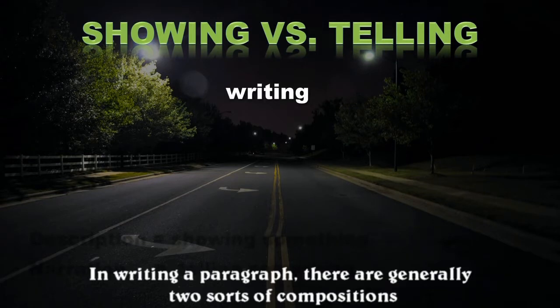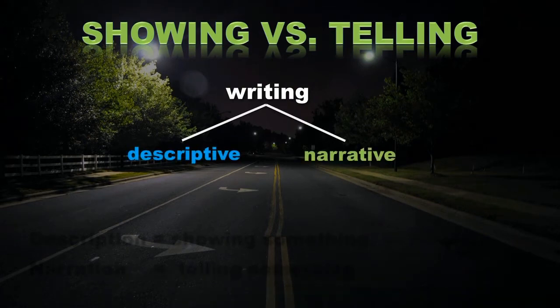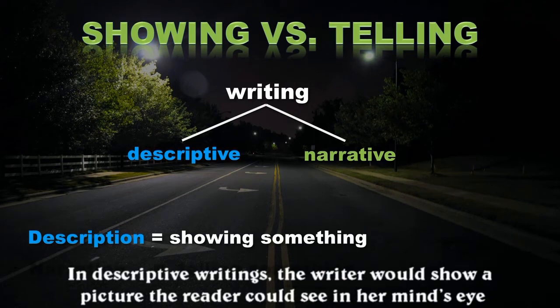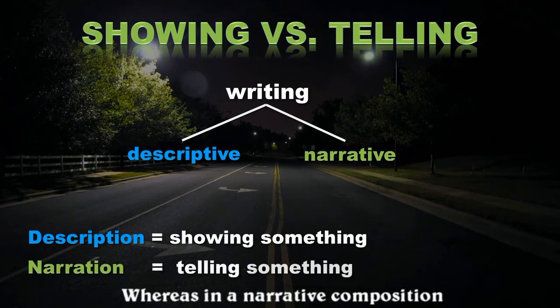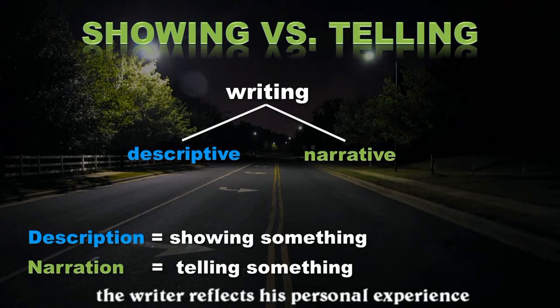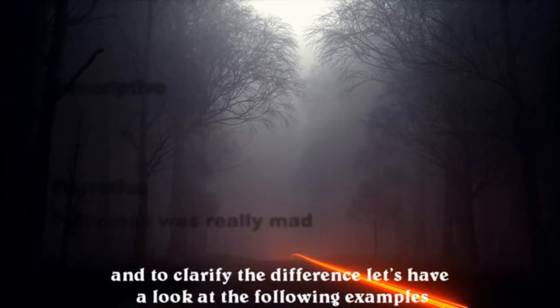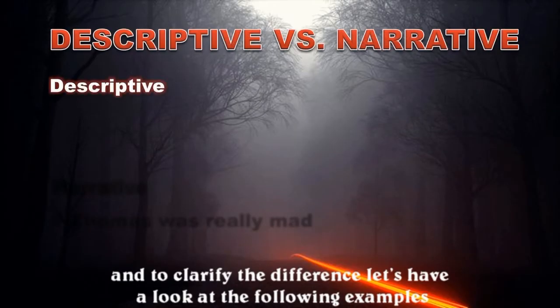In writing a paragraph, there are generally two sources of composition, namely descriptive and narrative. In descriptive writings, the writer would show a picture the reader could see in her mind's eye, whereas in narrative writings, the writer reflects his personal experience, explaining what happened during some sort of experience. And to clarify the difference, let's have a look at the following examples.